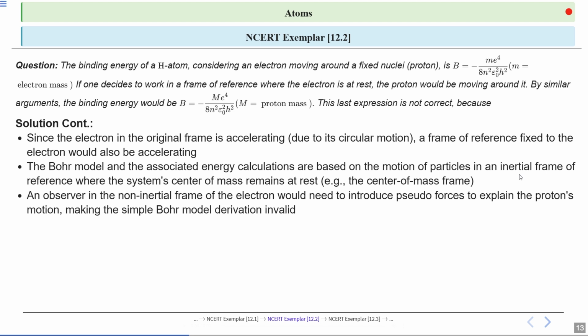If we try to analyze the system from the electron's frame, which is non-inertial, we have to introduce so-called pseudo forces or fictitious forces to explain the proton's motion. These extra forces complicate the situation and make the simple Bohr model formula invalid. So just swapping the electron mass for the proton mass in the formula doesn't work, because the underlying physics changes in a non-inertial frame.